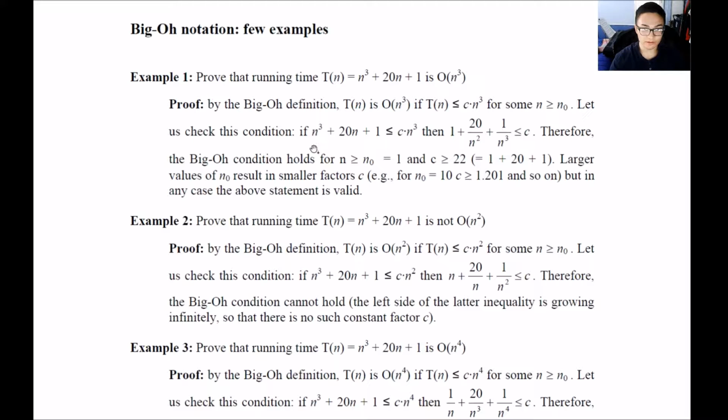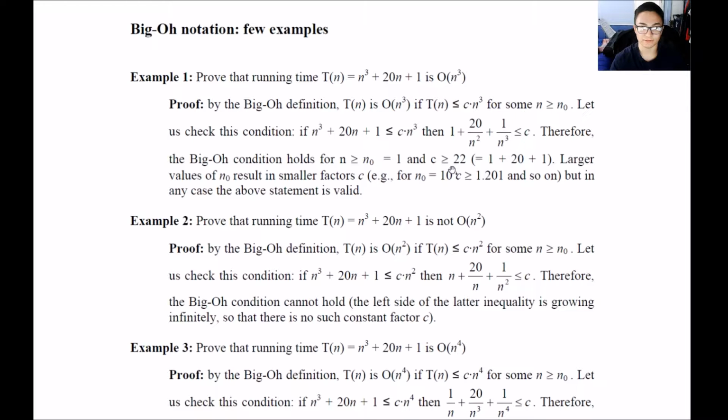So n cubed over n cubed is 1, and 20n over n cubed is 20 over n squared, and 1 over n cubed is 1 over n cubed. And then you're just stuck with less than or equal to C. So therefore, the big O condition holds for n greater than or equal to n naught equal to 1, and C greater than or equal to 22.